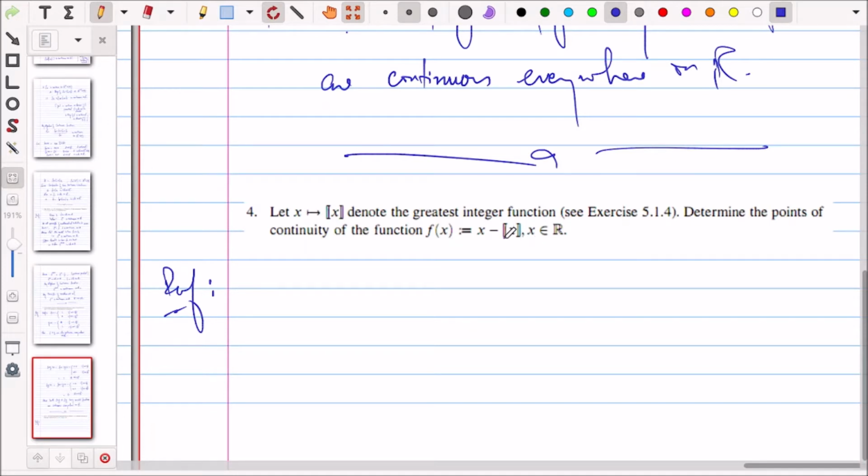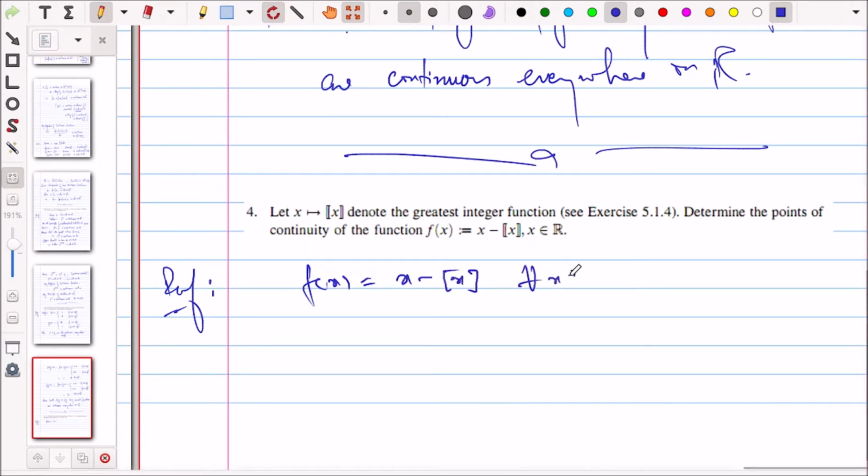The greatest integer function is continuous at non-integers, and the function x is continuous everywhere. So f(x) will definitely be continuous on non-integers. We just have to check its continuity at the set of integers. So f(x) is equal to x minus [x] for all x belonging to R.